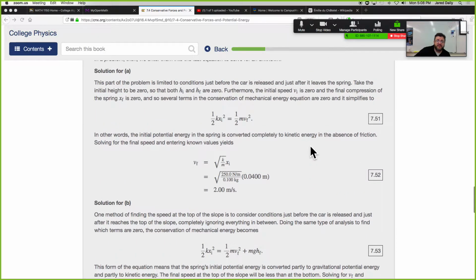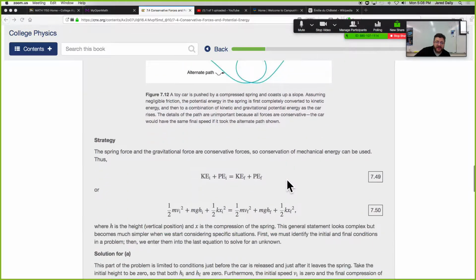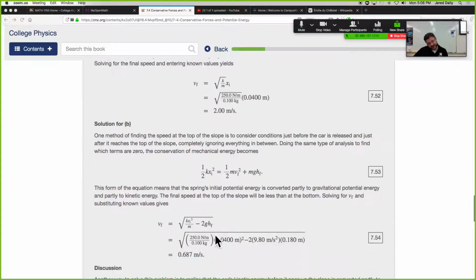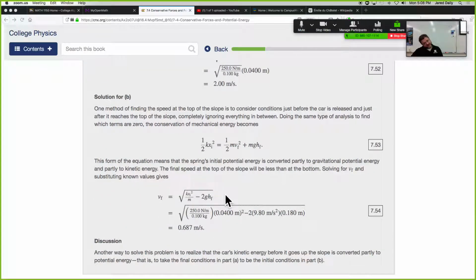But then they want to know what it's going to be at the top of the hill. So if it's at the top of the hill, you use the same equation, but your beginning potential energy is 0, but your final potential energy is not. Everything else is the same, so you end up with an equation that looks like this. We have a final potential energy at the top of the hill with height final. So then you solve this equation for your final velocity. You get a different solution, and you plug in your numbers, and you get a different answer at the top.